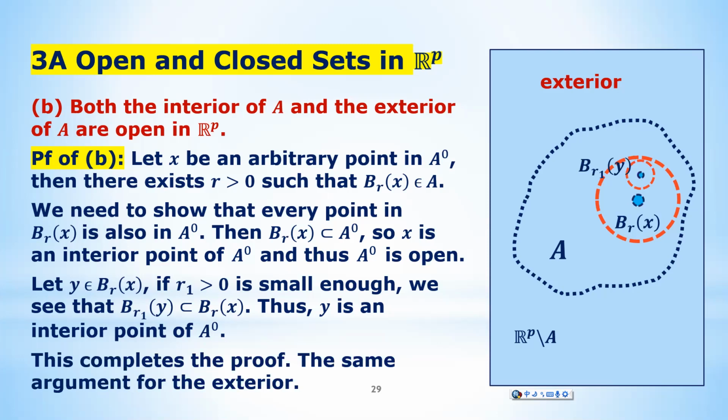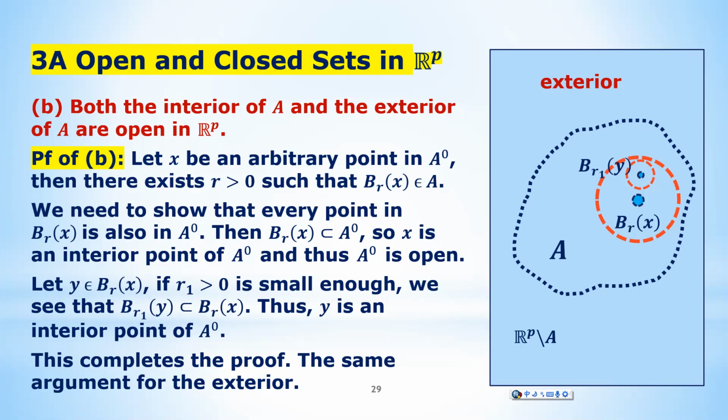Now you can see a picture like this. You can see the small point inside the ball, and you can use a circle small enough, so the circle will be inside the big circle, right? So this shows that the point Y is an interior point of this big ball. So this shows that the ball B(R, X) itself is really inside the interior, not only inside A itself. So this completes the proof. And using the same argument, you can prove the exterior.